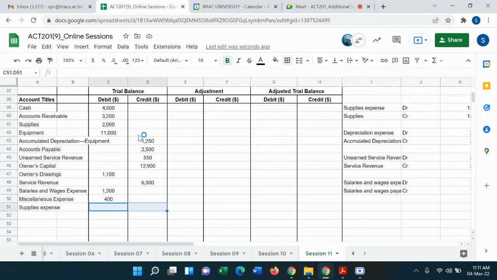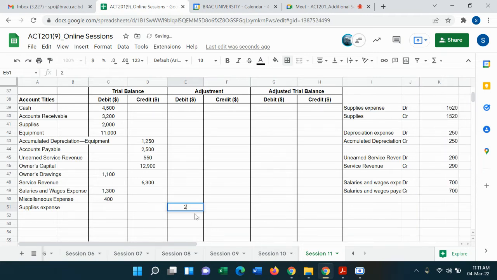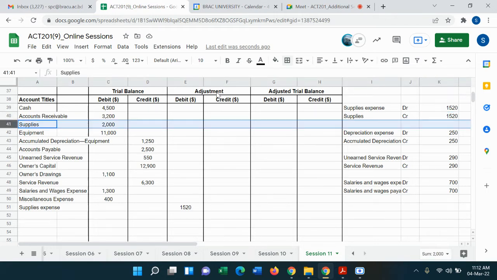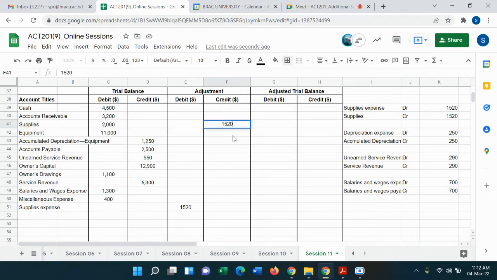Supplies expense will directly affect the adjustment columns. It was debited, so in the adjustment we will debit it by 1520. Then supplies credit. Here is the supplies. There is a supplies account. So in the credit column of the adjustment, 1520.